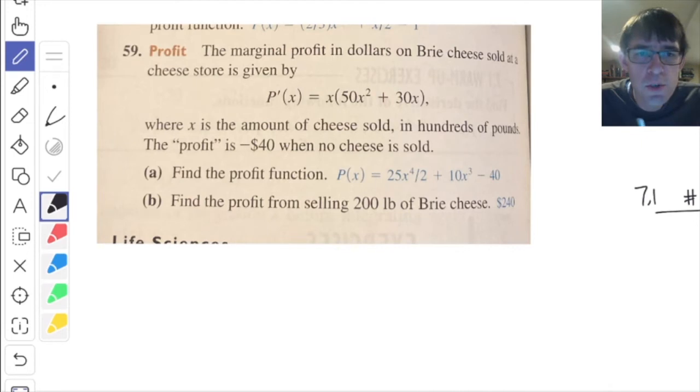It says the marginal profit in dollars on Brie cheese sold at a cheese store is this formula. I assume this is a made-up formula, where x is the amount of cheese sold in hundreds of pounds. And it says the profit is minus 40 when no cheese is sold. So, all right. Part A, find the profit. So you notice that what we're given is P prime of x. They told us the derivative of P. Our job is to find the function P. All right, let's do it.